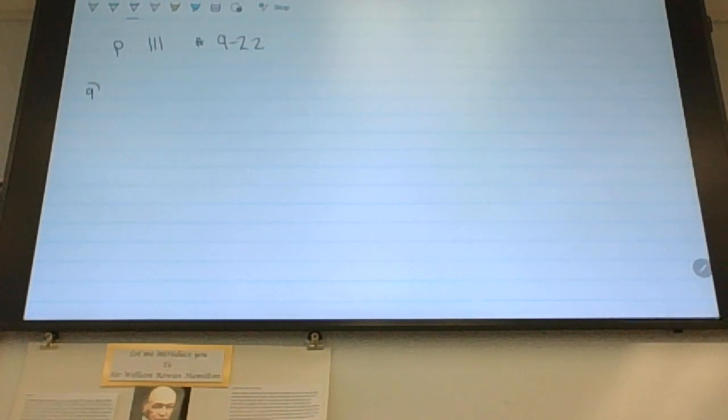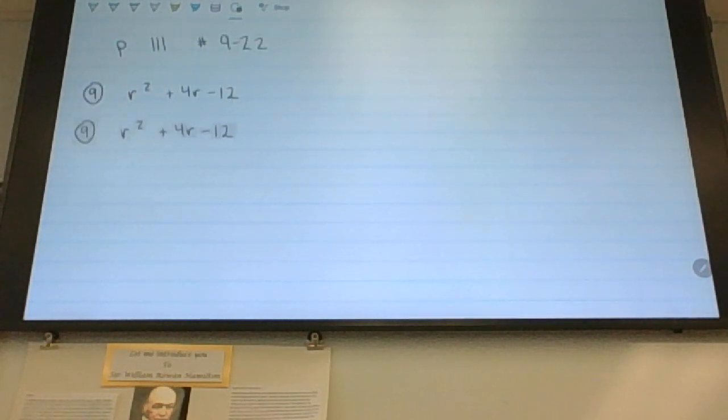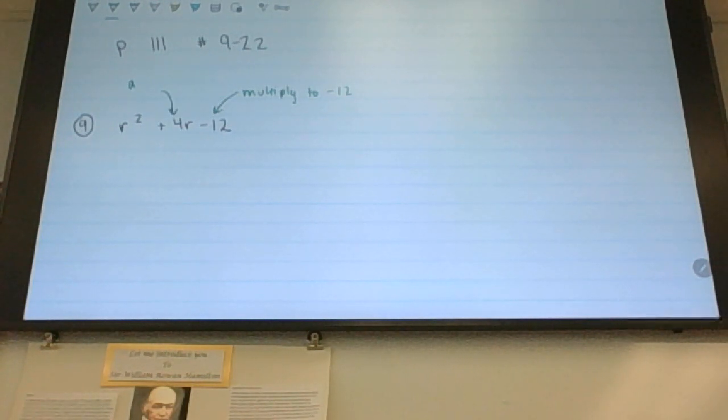All right, number 9. This is what we talked about yesterday. You need to find two numbers. They have to multiply to negative 12 and add to 4. So yesterday in your handout, you got a little table to use. Multiply to negative 12 and add to 4.